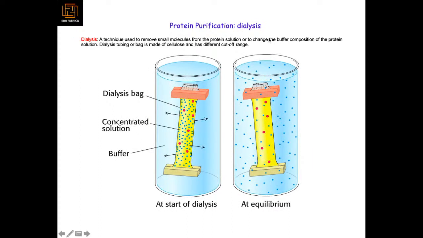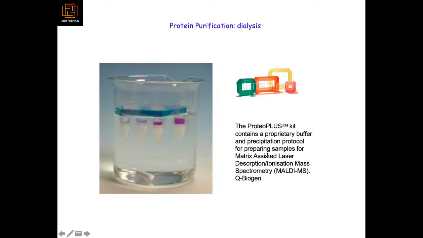And then protein purification by dialysis. This is a technique used to remove small molecules from the protein solution or change the buffer composition of the proteins. You have this dialysis bag which has big molecules, red, and small molecules. You have this concentrated solution and you have this buffer. At the start of dialysis, the small molecules will move out of the bag. Mainly your large molecules will remain. So let's see how this dialysis is done.